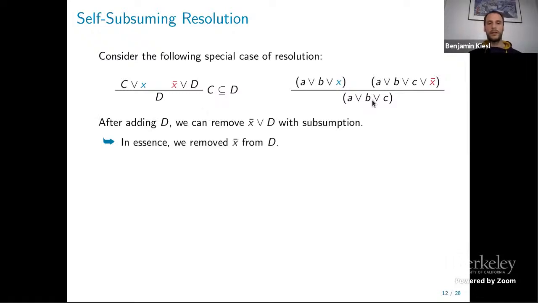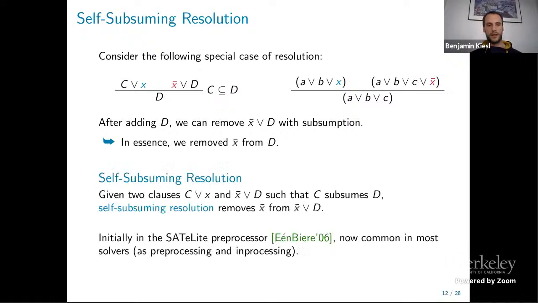And then when you, in this case, add A or B or C, namely D here, then that's the same as if you had just removed not X from the right clause. And that's what you in essence do, because since the above clause is then subsumed by the clause you derived, you could throw away the above clause.